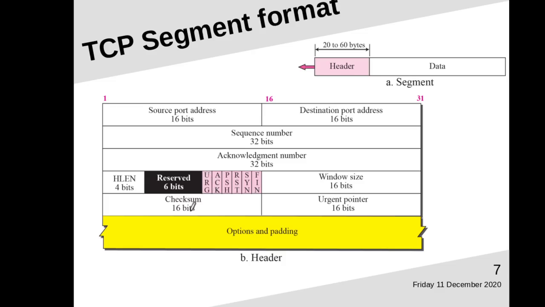Urgent will show that this particular message is urgent, right? Acknowledgement shows whether this acknowledgement is valid or not. Push indicates whether this message is a request to push or not. RST resets the connection. Synchronization means it will synchronize the sequence numbers, and finish is for termination. It will say we want to terminate the connection.